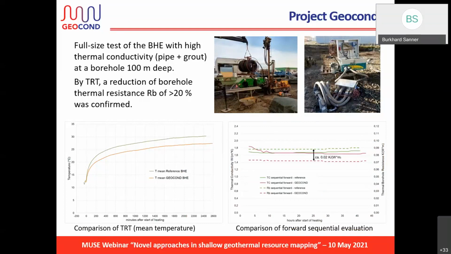We tested the full-size borehole heat exchangers, for instance, with thermal response tests, and could verify in the large scale still a reduction of the borehole thermal resistance by more than 20%. Well, lab was a bit better, but that's the difference between the, let's say, small scale in the laboratory and the real full scale under industrial conditions.